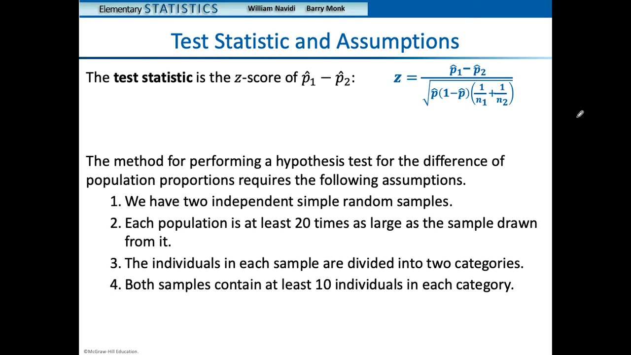The assumptions that need to be followed are really the same assumptions we made for the confidence interval, but this time we have to apply them to both populations. We have to have 2 independent simple random samples. Each population should be at least 20 times as large as the sample drawn from it. The individuals in each sample need to be able to be divided into 2 categories, and both samples should contain at least 10 individuals in each category.